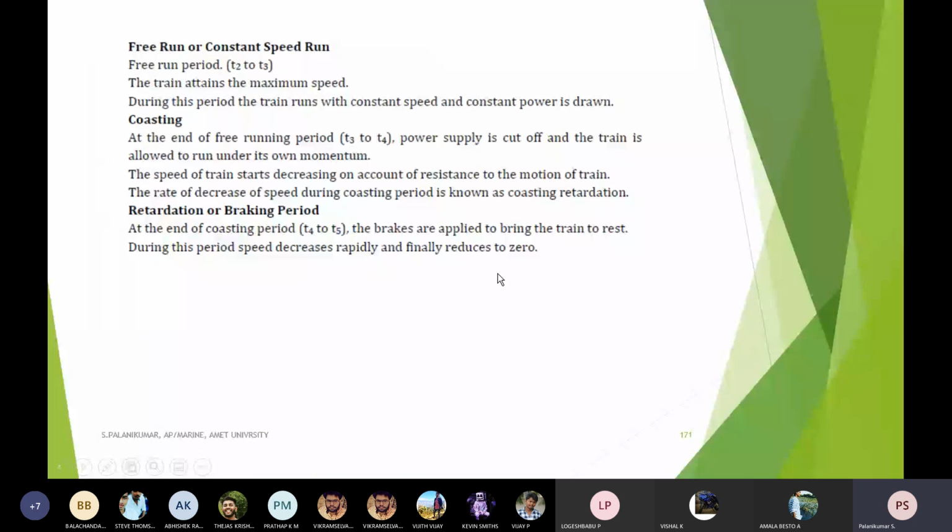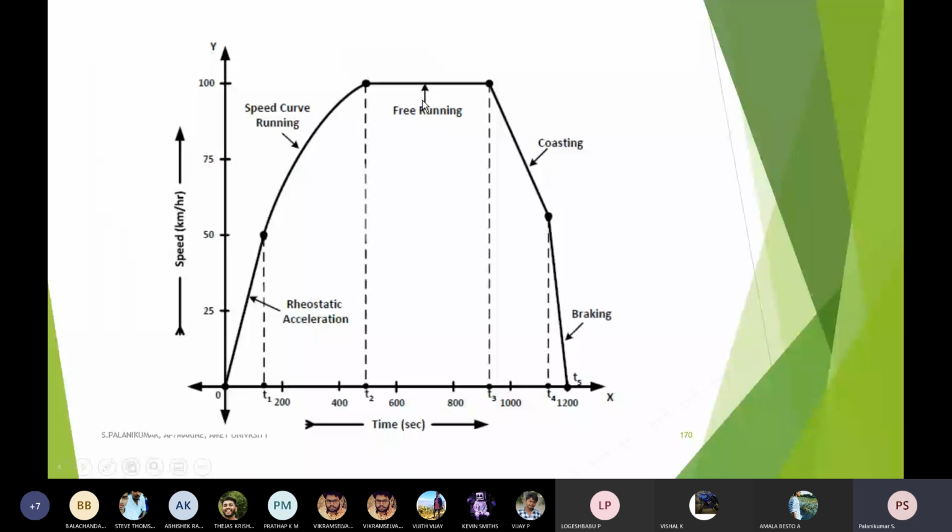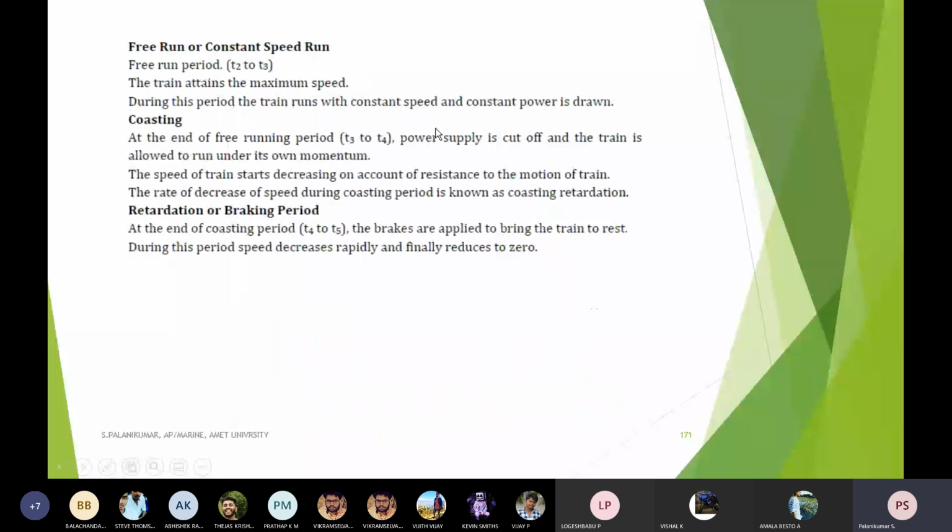Then the free running period. This is called T2 to T3. This is not based on time, it is based on the curve. After reaching, for example, a maximum train speed of 100 kilometers per hour, the train is allowed to run at the same speed. This is the free running period.